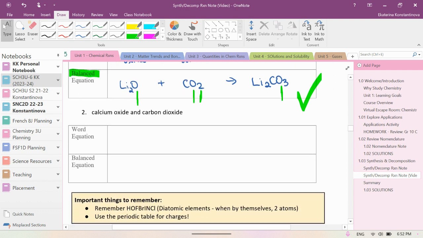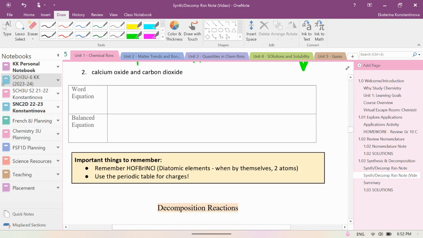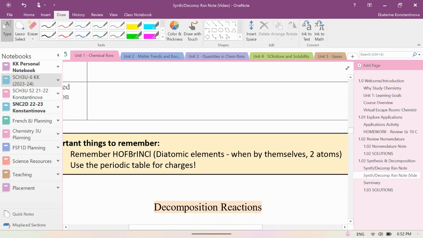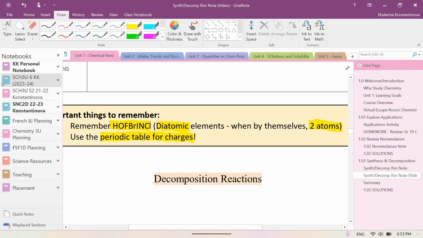I will leave this next example for you to try on your own. Remember, Haber-Finkel or Hofbrinkel or Ibring-Clay for our new house. So it's important to remember your diatomic elements. When they're by themselves, it's 2 atoms. They always exist in a pair. Also remember to use a periodic table for charges when you're writing your formulas.